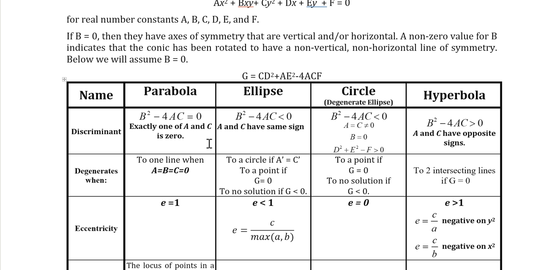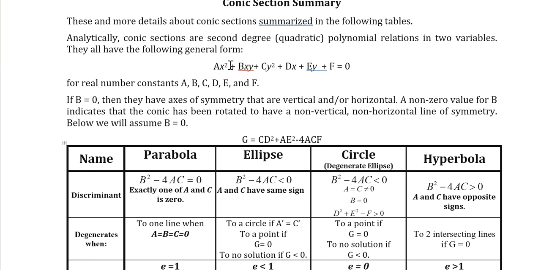There are some degenerations of this. If A and B and C are all 0, look what happens. You just get dx plus ey plus f is 0. You know that's a line. We've studied many things about lines before. Again, if A and C are both the same, the ellipse degenerates to a circle.